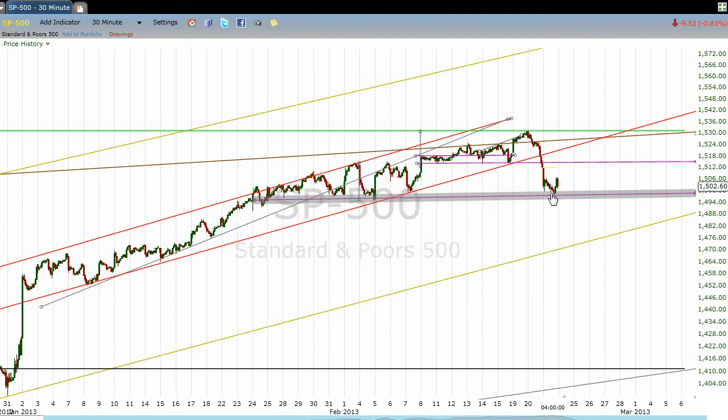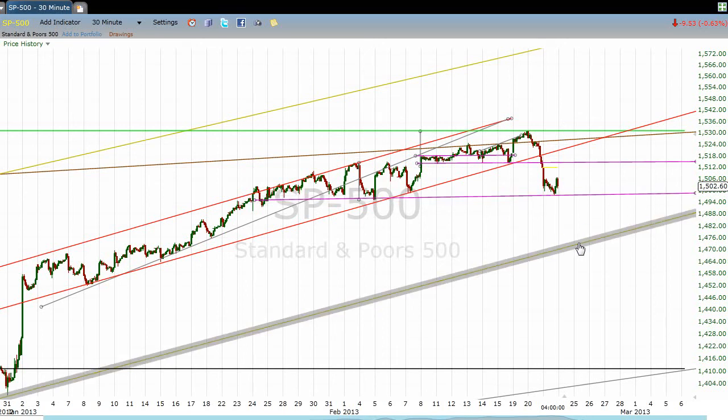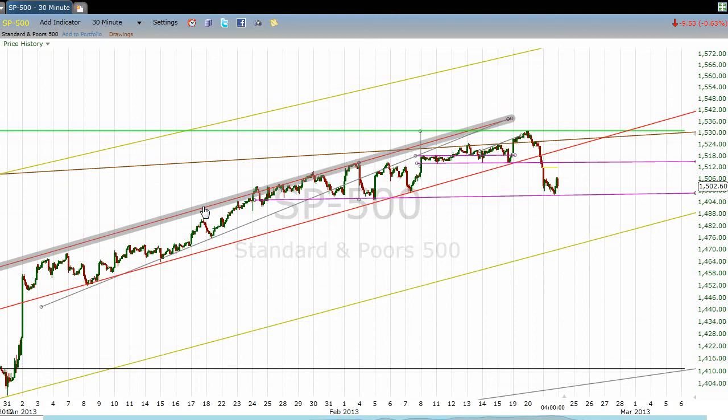Are we going to break this line tomorrow, come down to 1473, and then head back up? Maybe. I just don't know, and I don't think anyone does. Can we now count on this channel to continue working? No, we cannot. So this nice run is over.